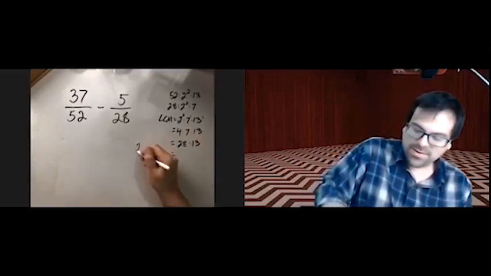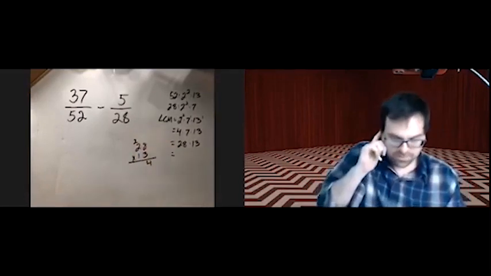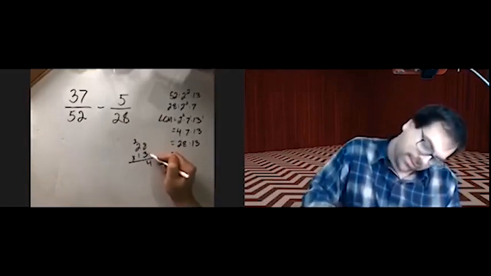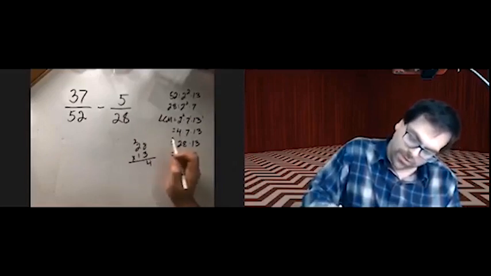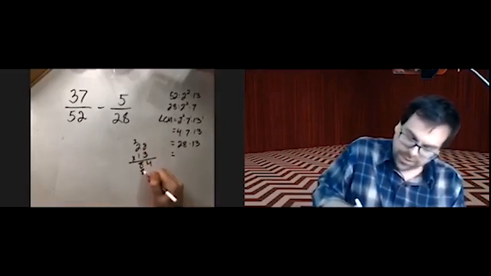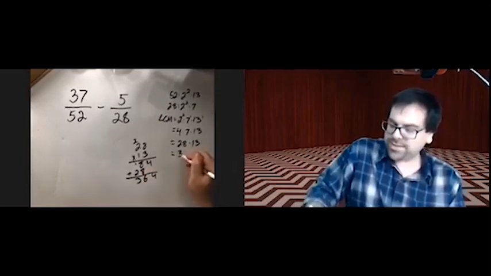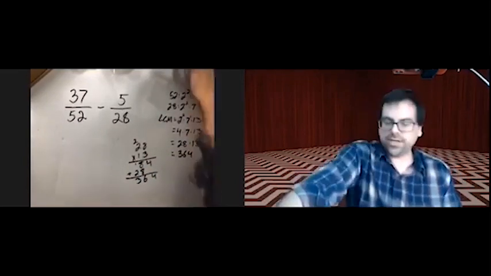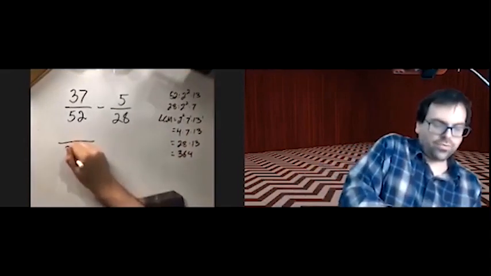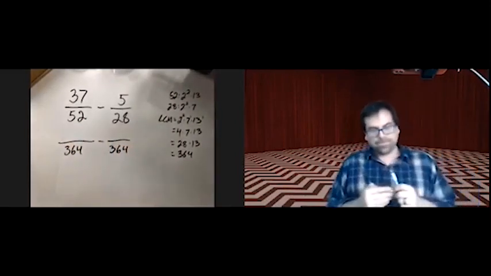Ooh. This is why you need to know how to multiply. 8 times 3, 4, carry the 2. 6, 8, 4, 8, 2, 364. So 364 becomes the new number on the bottom.